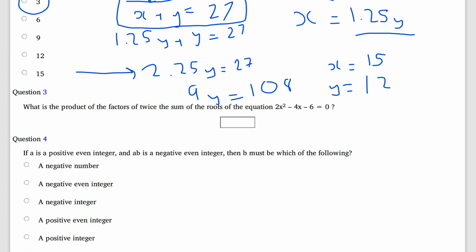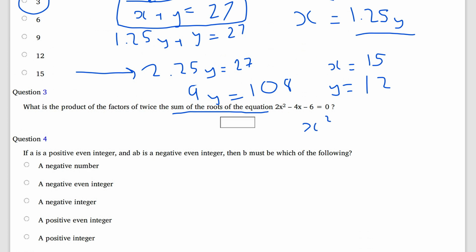Question 3. What is the product of the factors of twice the sum of the roots of the equation? They are really trying to intimidate me and you here with all these words, but we're not intimidated, are we? Let's work from the back. First, let's find the roots of that equation. Do you notice something we can immediately do with this equation? It's really helpful. We could divide everything by 2.